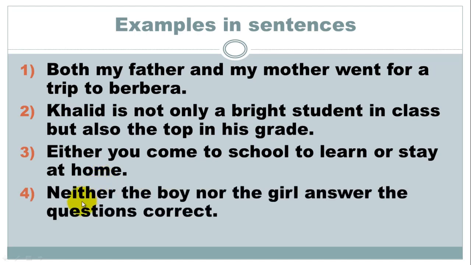The last one, neither the boy nor the girl answered the questions correctly. So none of them, not the boy, not the girl, none of them answered the question correctly. So when we use neither nor, we show negative. No one, to be particular or precise.